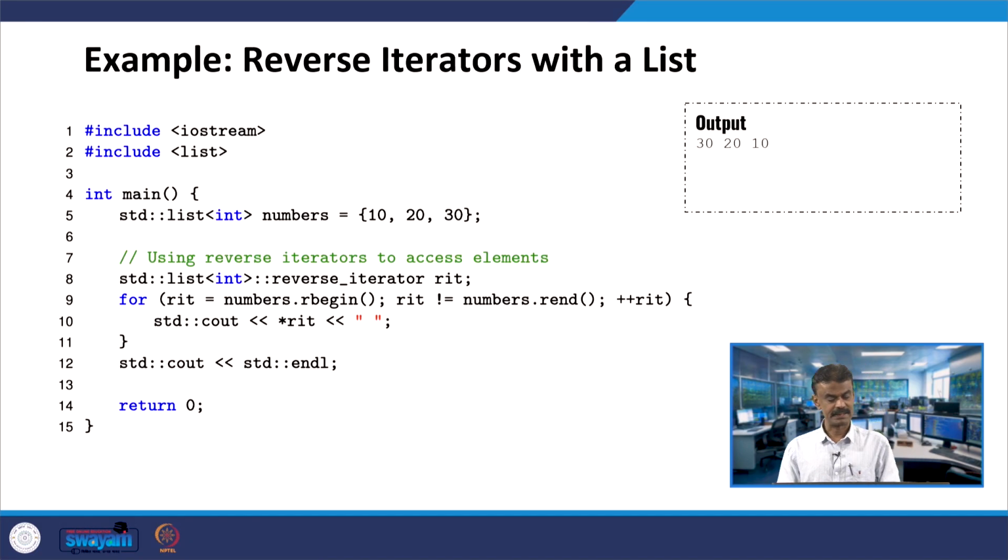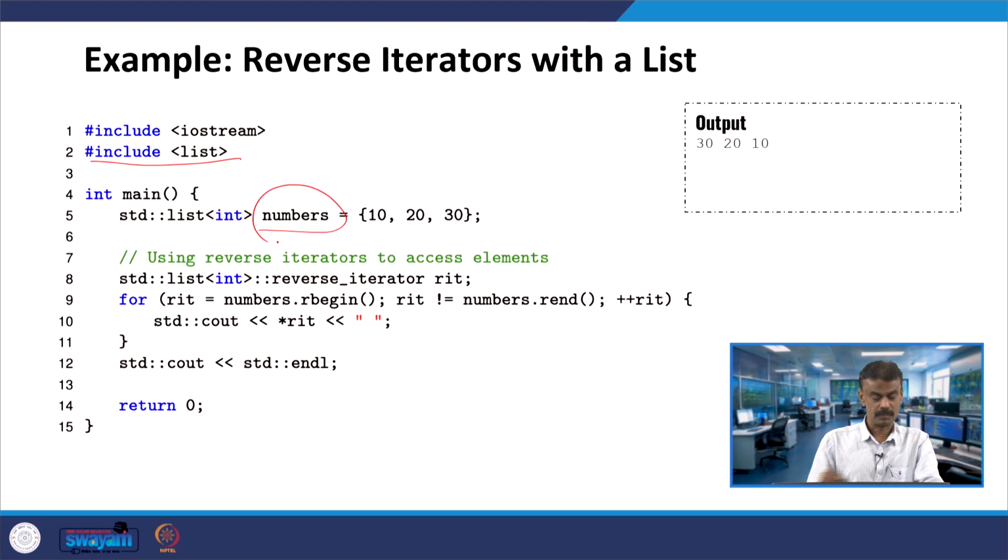So, let us take the same example, but in a reverse way. Let us include list. Here I am including list. So, numbers is an object, a list of integers: 10, 20 and 30. Now under list you have the class reverse_iterator and my object is RIT, reverse iterator. R stands for reverse and IT is iterator, reverse iterator.